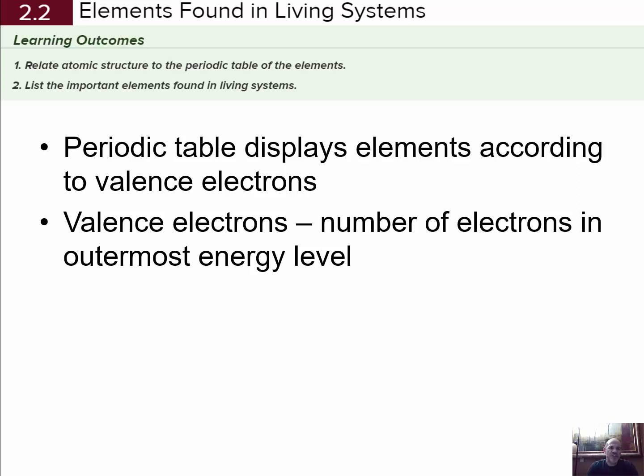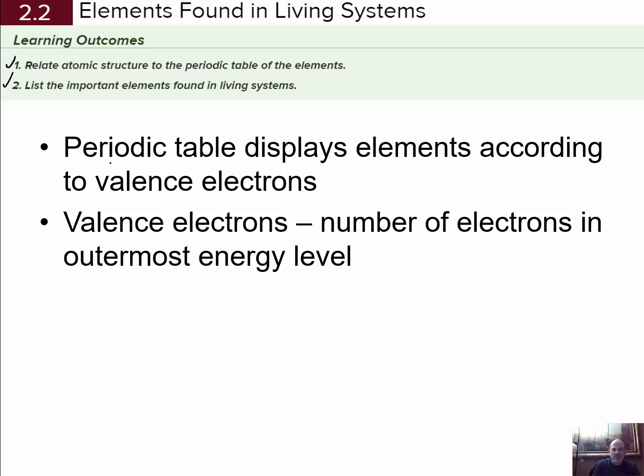So in section 2.2, we're going to be looking at the elements found in living systems. And our first learning objective is going to be to relate the atomic structure to the periodic table of elements, which means we need to know how to interpret and use a periodic table, and then list the important elements found in living systems.